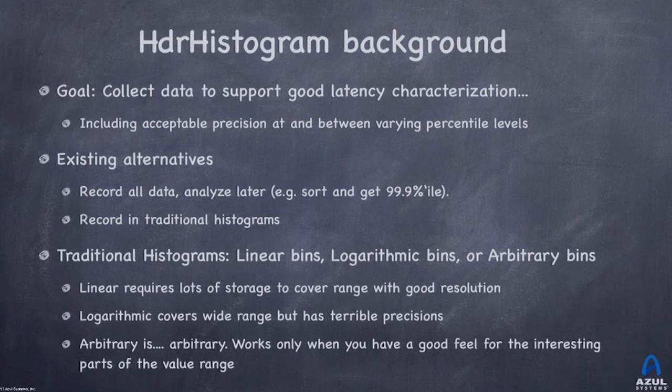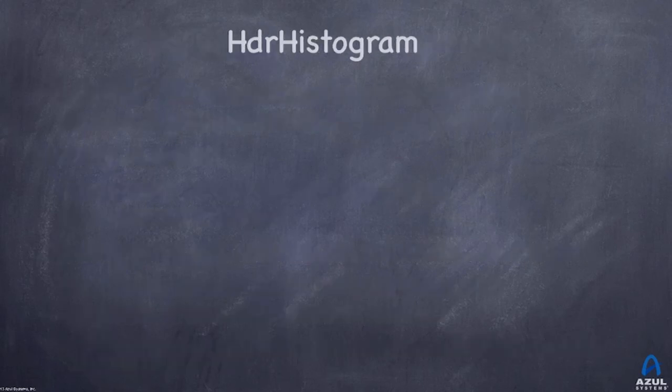So you have dynamic range, you just don't have accuracy within it. And then arbitrary is the worst of all things because it's arbitrary and it usually depends on you knowing what the value range would be, because you have to guess at what the buckets would be. If you're building a system and you don't know whether you're going to look at milliseconds or seconds or tens of seconds, you don't know where to put the arbitrary buckets.